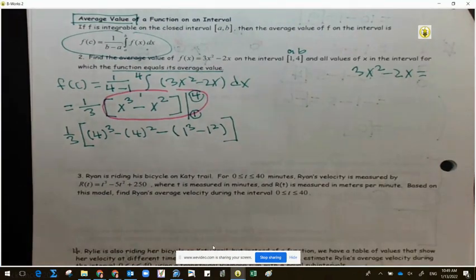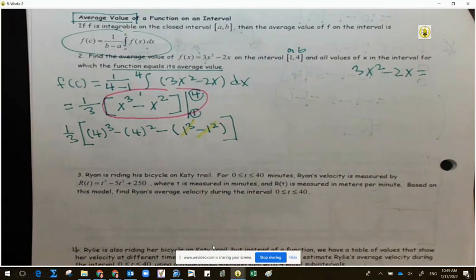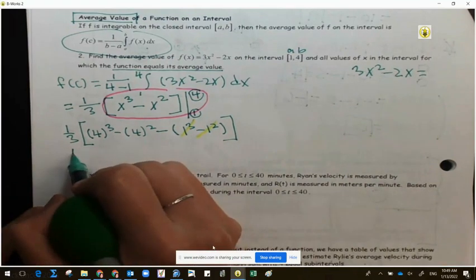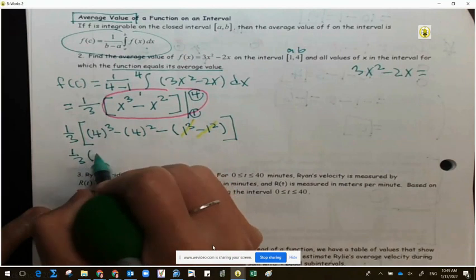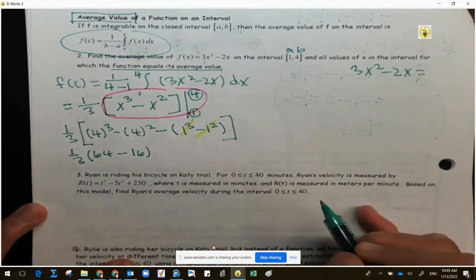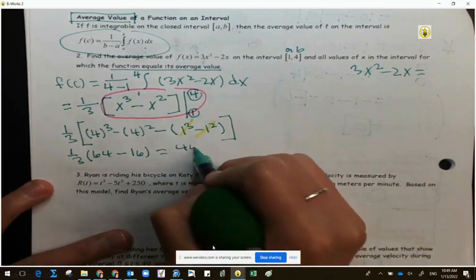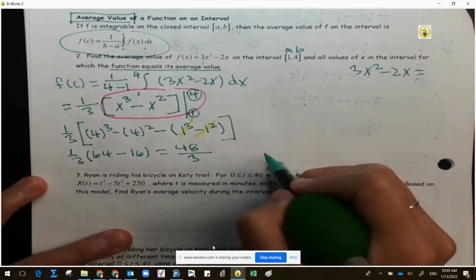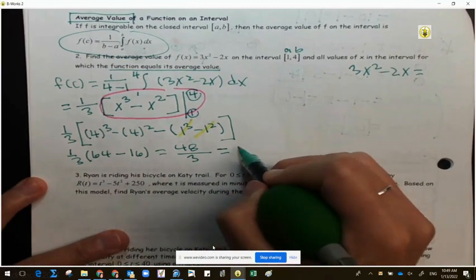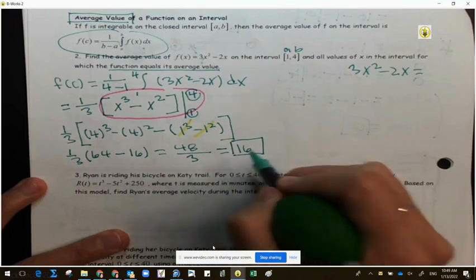Which part is going to eliminate right off the bat? The ones. So we don't need any of that. So if I go ahead and further simplify, we get 4 cubed is 64. What is 4 squared? 16. Is it 48? Over how many? 3. And is that divisible still? 16. And that's our average value.